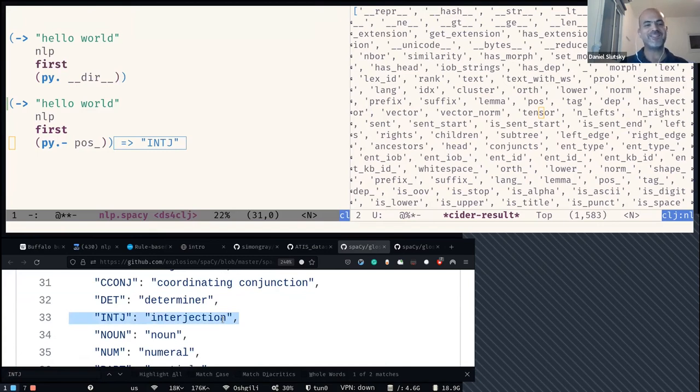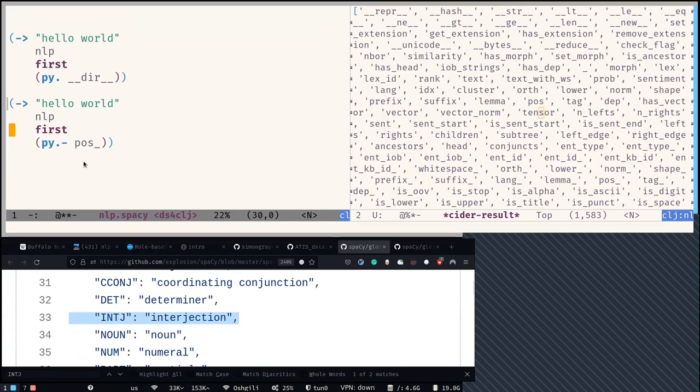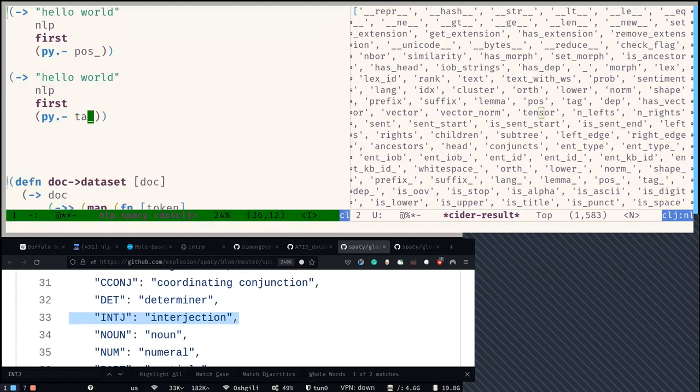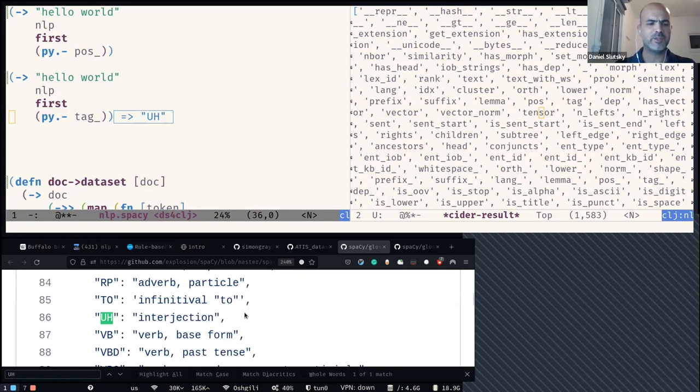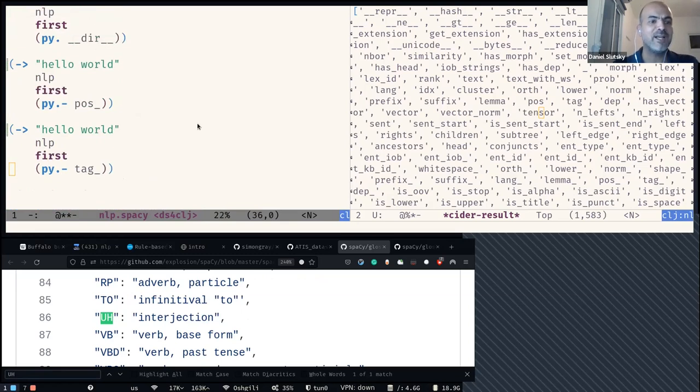Dimit, any comment about that? Just a note that you have in spaCy both POS, part of speech, and also tag. The difference is that the tag is the more nuanced one. So if you want something more fine-grained, you might want to use tag. Oh, so the tag is UH, which in this case maybe is not so much refined, but it helps so much to know that we have these two levels.